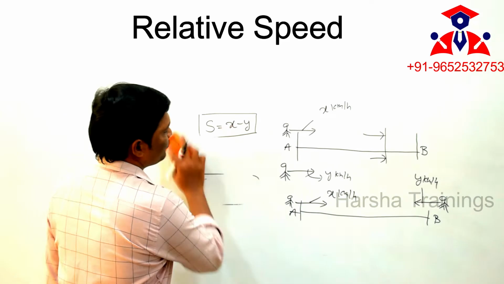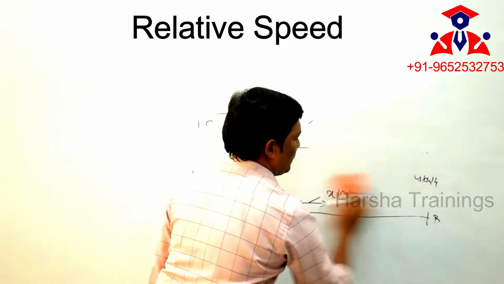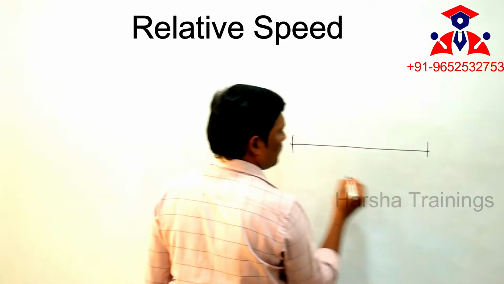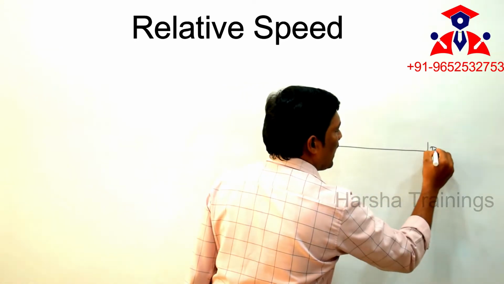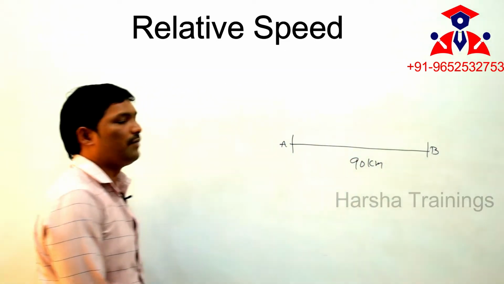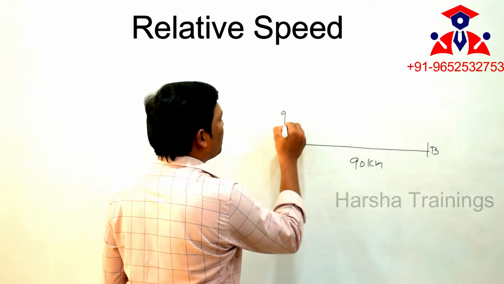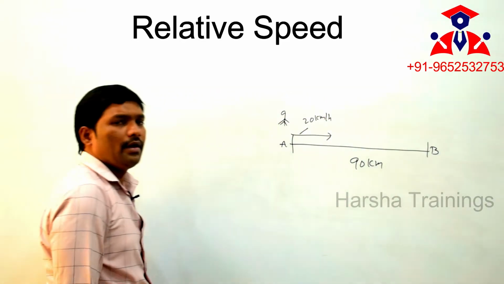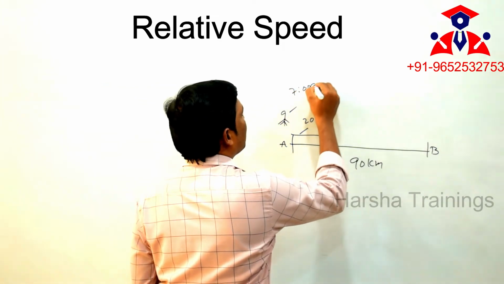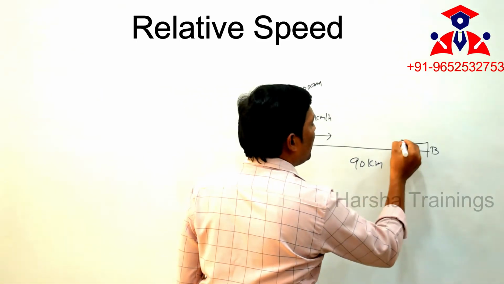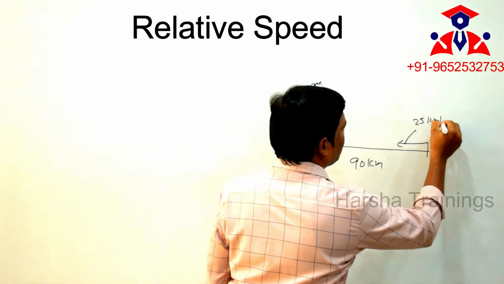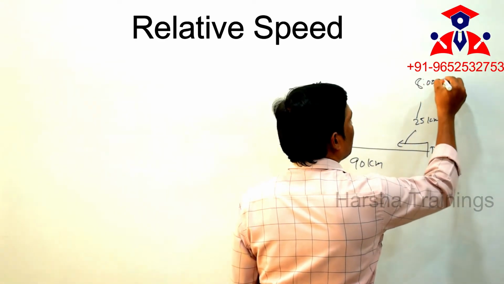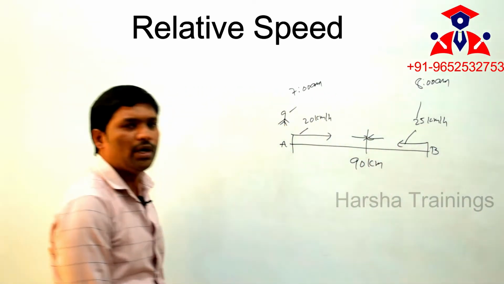For example guys, the distance between A and B is 90 kilometers. One person moving A to B with speed of 20 kilometer per hour at 7 a.m. Another person coming B to A with speed of 25 kilometer per hour at 8 a.m. At what time do the two persons meet?